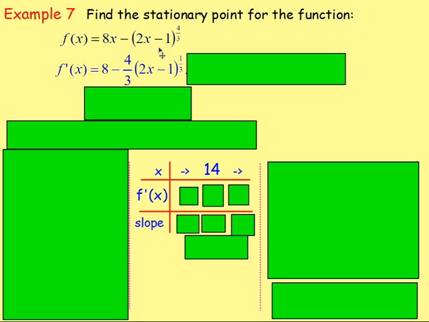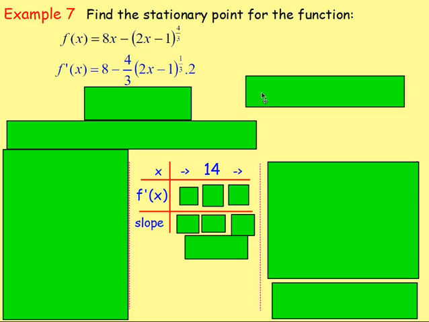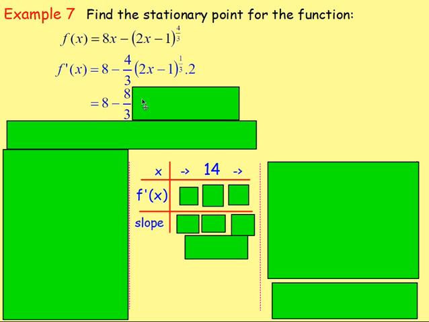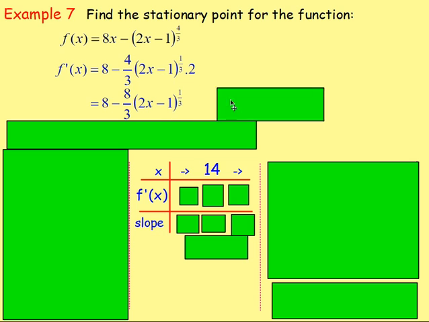So differentiate inside the brackets. 2x take away 1 differentiates to become 2, so we're multiplying by the 2. After that, tidy that up slightly. We've got the 4 thirds, we're multiplying that by 2, so that's really 2 over 1, so 2 times the 4 gives us 8, 1 times the 3 is 3, so it's really 8 take away 8 thirds, and we've still got the (2x − 1) to the power of 1/3.